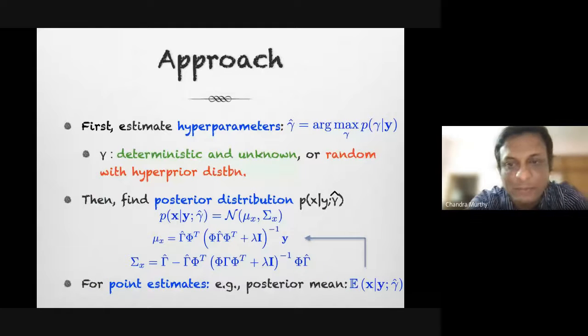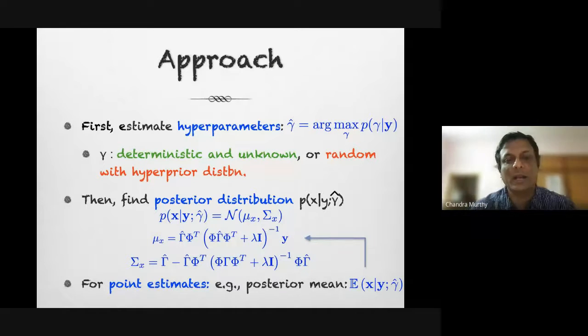We can use a maximum likelihood estimation approach, which is to say gamma hat is the argument gamma that maximizes the probability density function of y given gamma. This is what is known as the maximum likelihood estimate of gamma. And like I mentioned, there are two possibilities. One can consider gamma to be deterministic and unknown, or random with its own hyperprior distribution. The algorithms you end up with are actually quite similar, except there will be some correction term if you have modeled it as random with another hyperprior distribution.